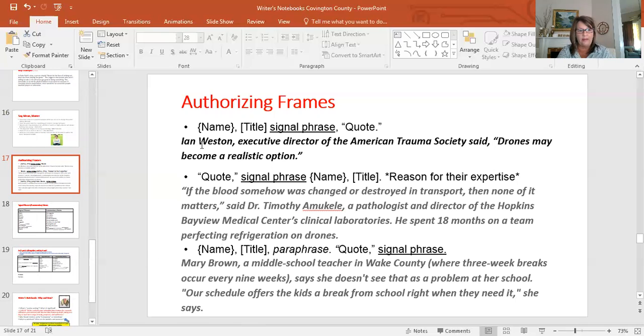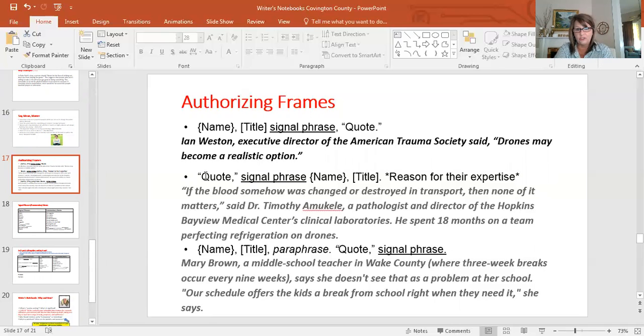And so we're going to play around today with 3 different authorizing frames for how you show someone's authority. So here's one: name, title, signal phrase, and the quote. Ian Weston, the name, Executive Director of the American Trauma Society, title. Signal phrase is just said. That's signaling that, hey, I, Robin Atwood, or I, the student, didn't say this. This is something that he said, Ian Weston said. And here's what he said: drones may become a realistic option. Okay, so that's one way to do it.